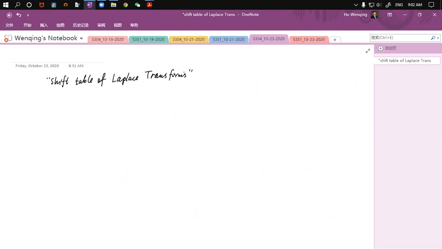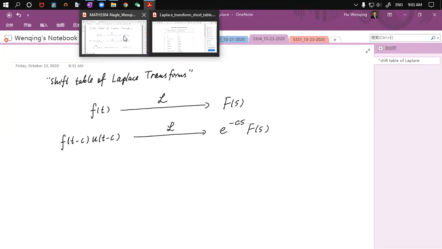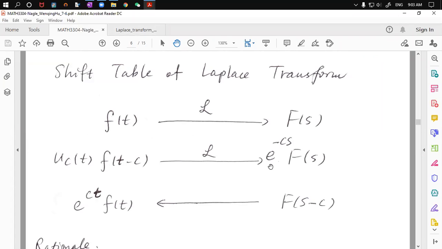So what does this table say? Well, the table says that if f of t is transformed under the Laplace transform to capital F of s, then if you do an ordinary shift, f of t minus c multiplied by u of t minus c, which means that you move the function to the right by an amount of c, then under the Laplace transform you get an exponential shift, e to the power minus cs times capital F of s. That's the forward shift.